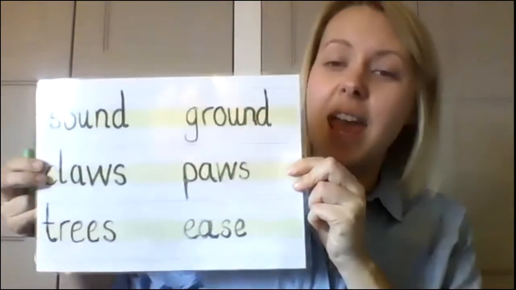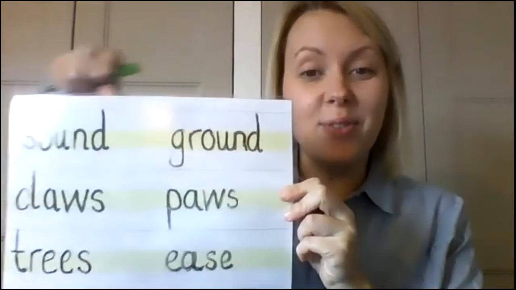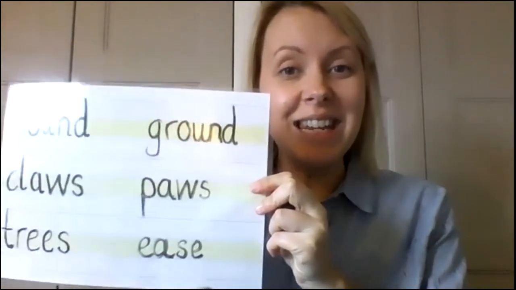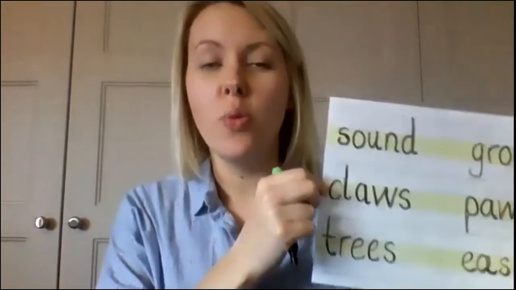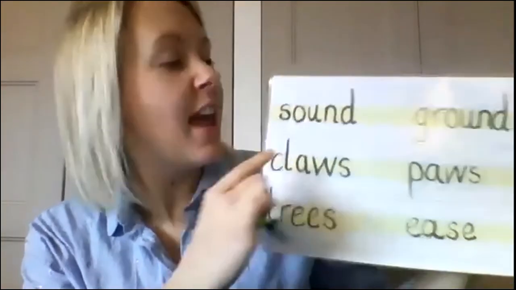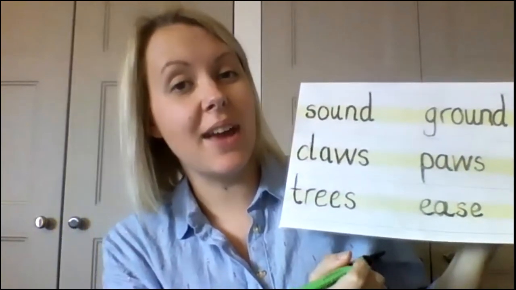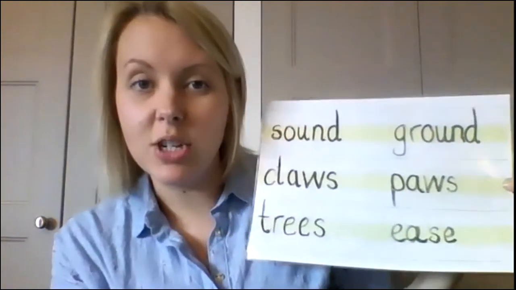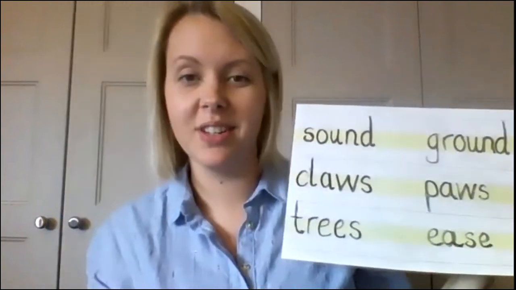So here comes our rhyming words again. Sound and ground, claws and paws, trees and ease. Fantastic job, everyone. Well done if you were able to complete my challenge and find the matching word. And well done if you could spot the matching sound in there that helped them to rhyme. So our ow sounds, our or sounds, and then two of our sneaky different E sounds. Good job, everybody. Fantastic job. And you've been able to read and spot your graphemes within words, and especially within rhyming words today using our poem.